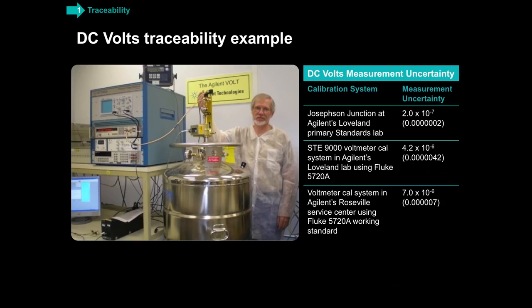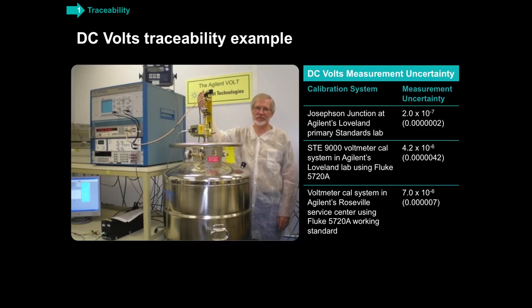So just to show you the path of traceability, going down this little list here, you have the calibration system, and then you have the measurement uncertainty on the right. And the main thing I just want to show you is that the first line, the Josephson junction, that is a primary standard. So the one that Agilent has is the exact same accuracy as what NIST officially maintains for the rest of the United States.